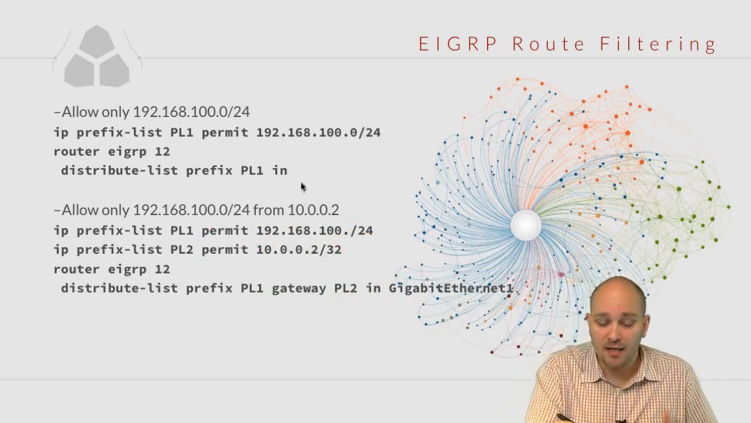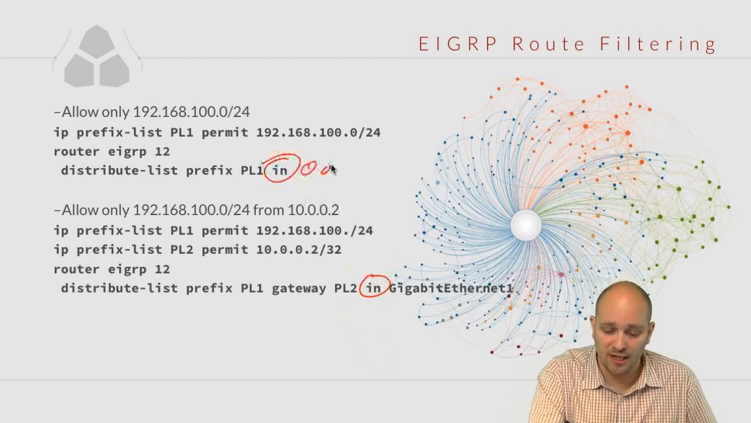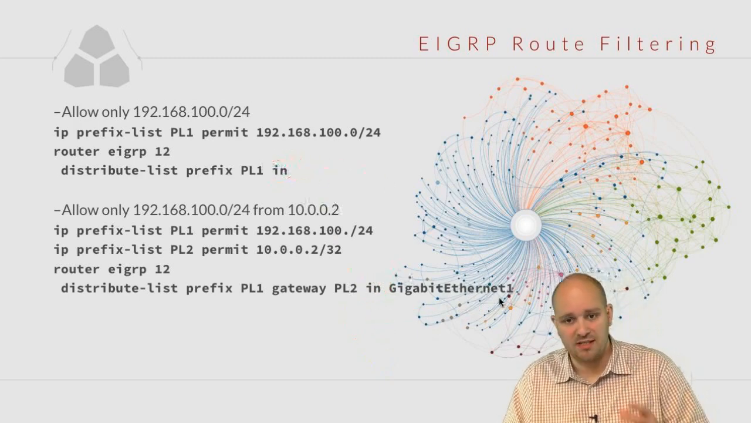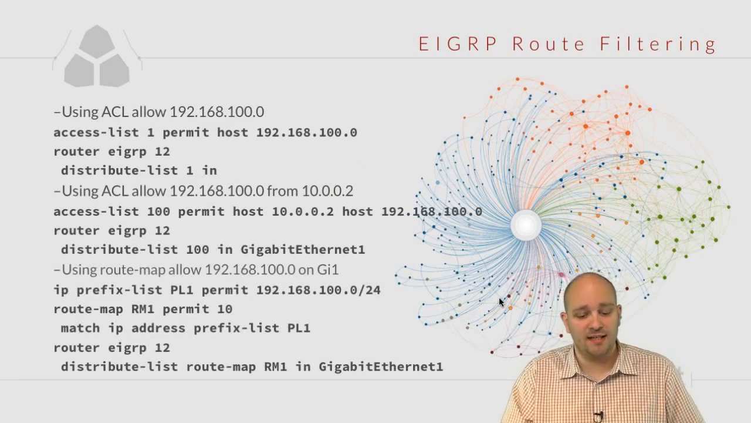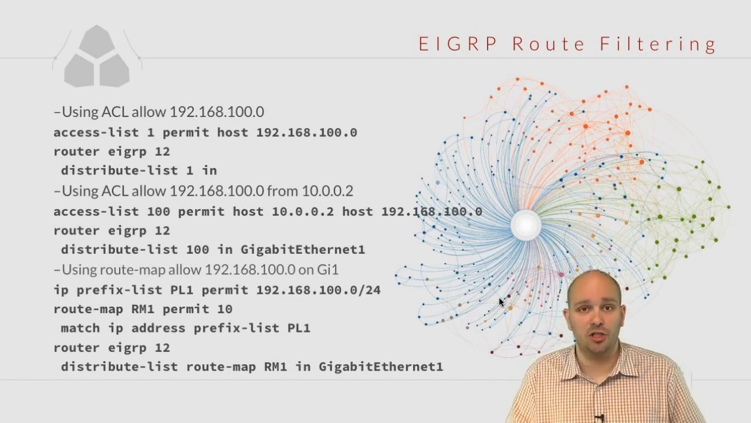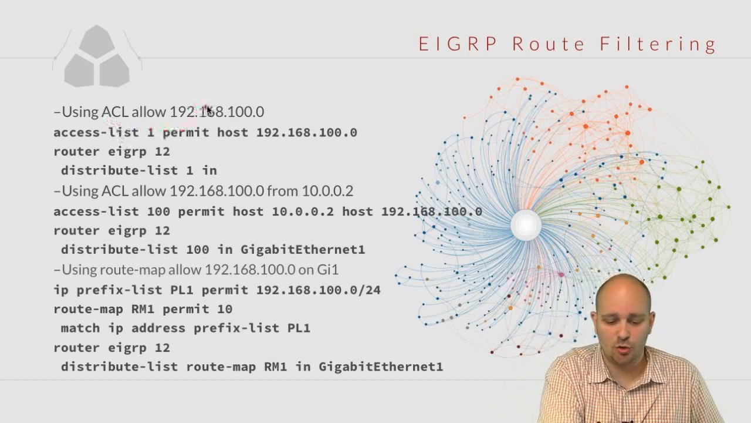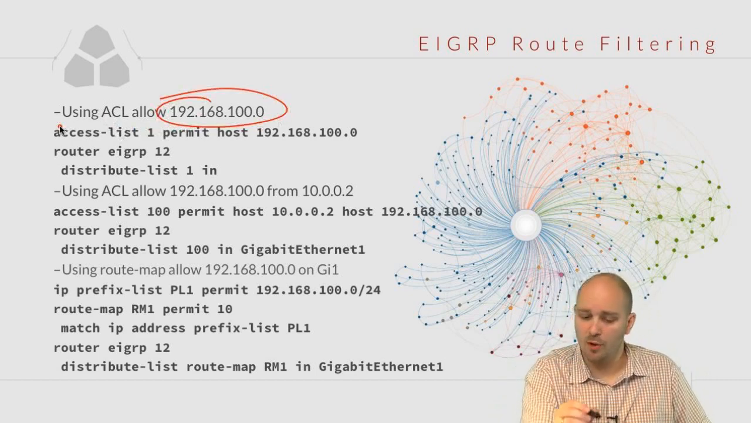Now keep in mind that in both of these examples I have used the inbound direction, but you can easily use outbound filtering as well. These are just a few examples that I have. Now let's take a look at the example of filtering using access lists. Let's say that we wanted to use the access list to allow 192.168.100. Now keep one thing in mind.